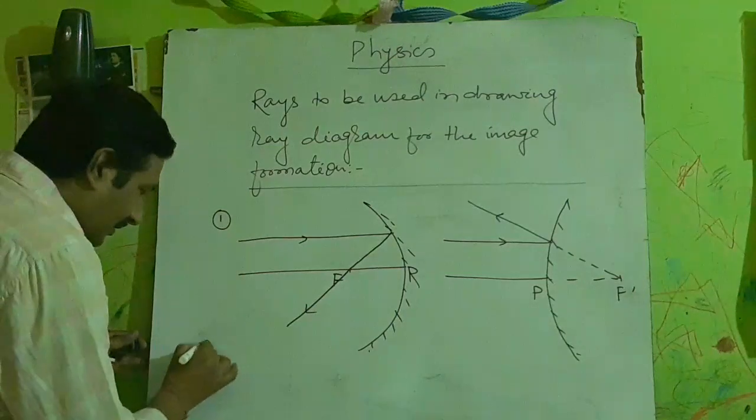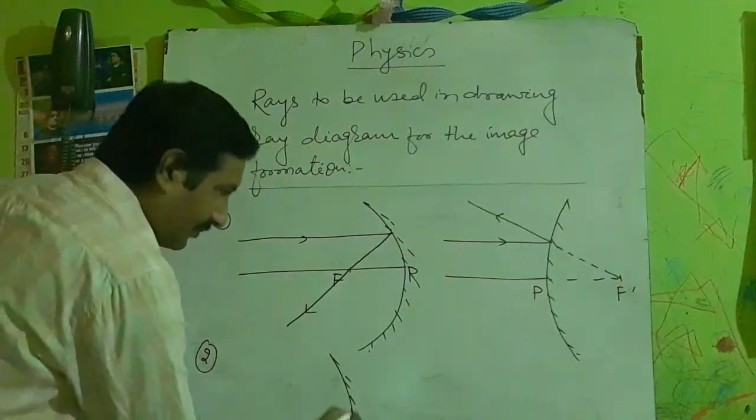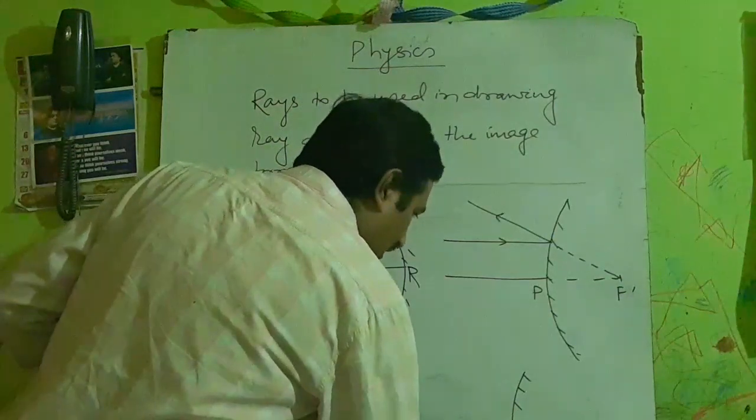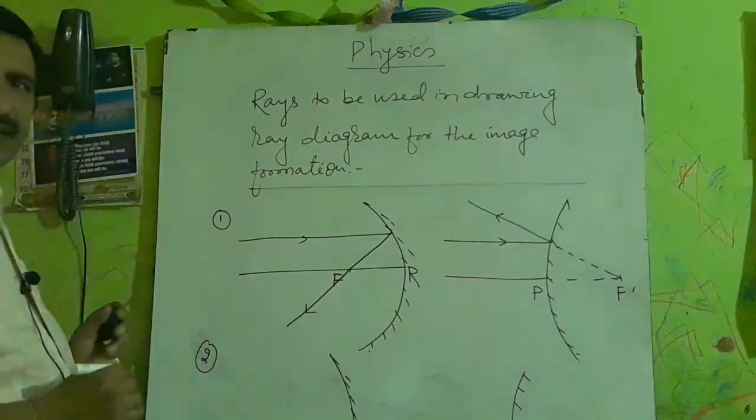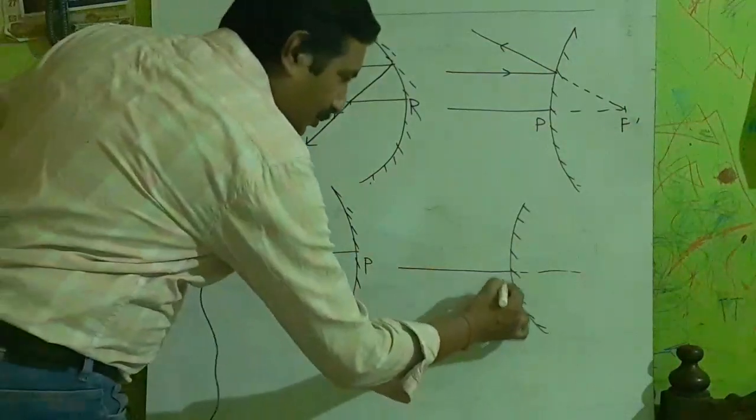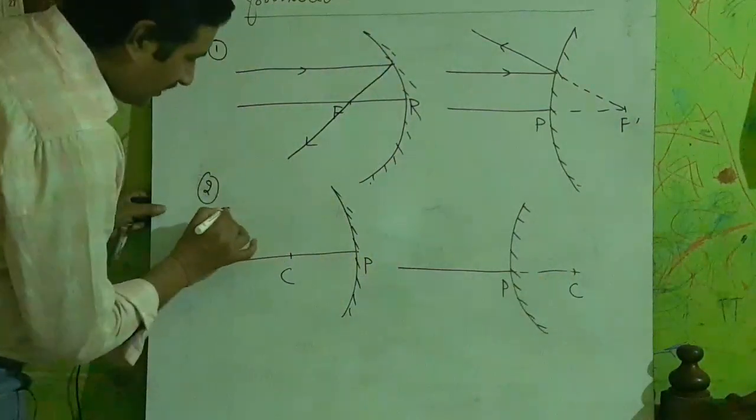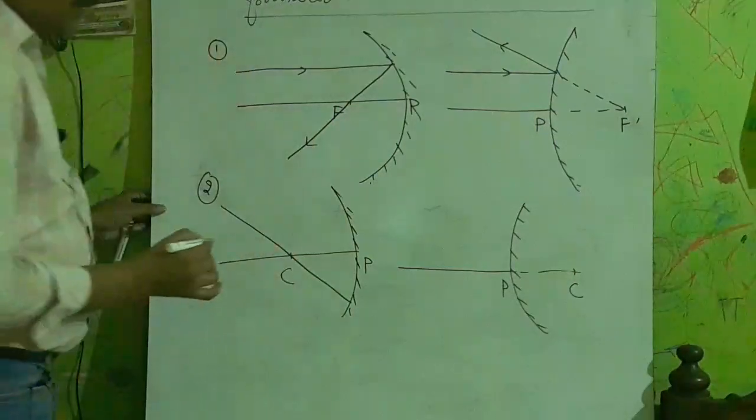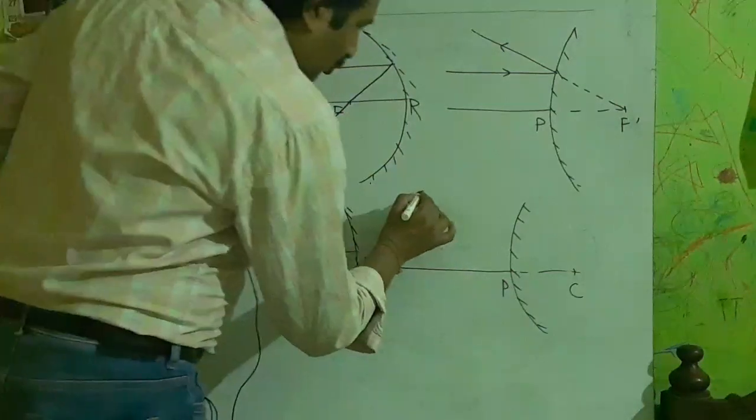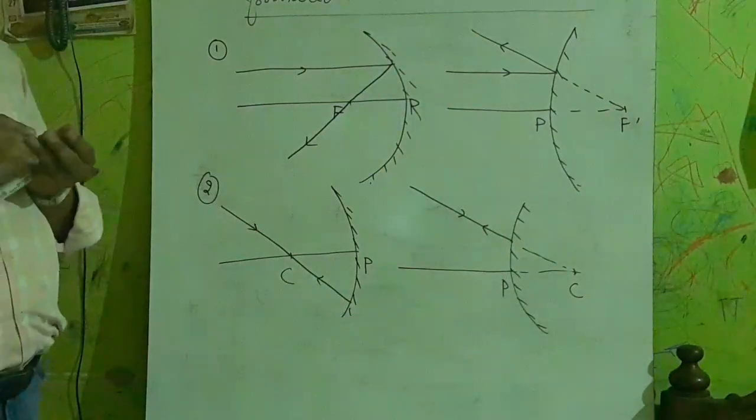Second one, if you take a ray through the center of curvature, suppose this is the pole, and this is the center of curvature. This is here the center of curvature. Means a ray is allowed to pass through the center of curvature. It will reflect back along the same path. In this case also, the ray towards the center of curvature will reflect back along the same path.